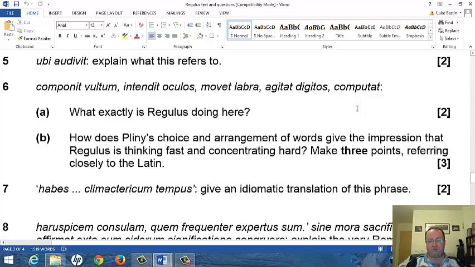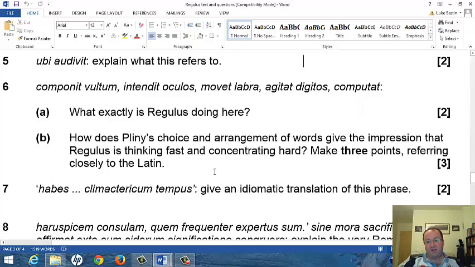Okay, what exactly is Regulus doing here? Well, we don't need to repeat, monkey fashion, everything he does. It's enough here to say he is pretending to make highly complex astronomical calculations. Okay, that's what he's pretending to do. Of course, he can't do that, but he's pretending to.